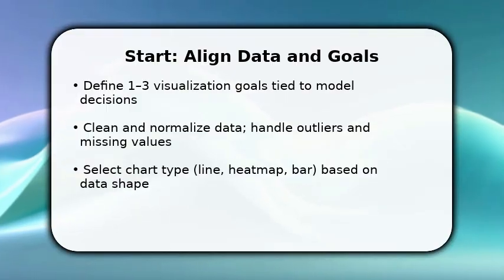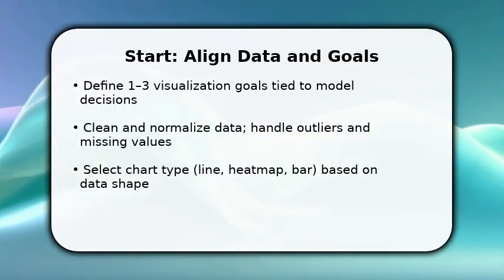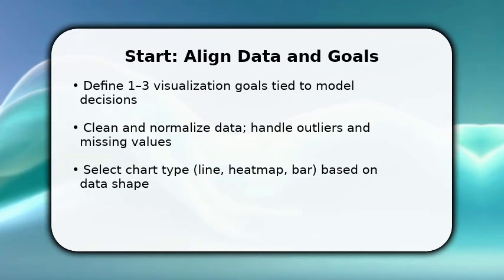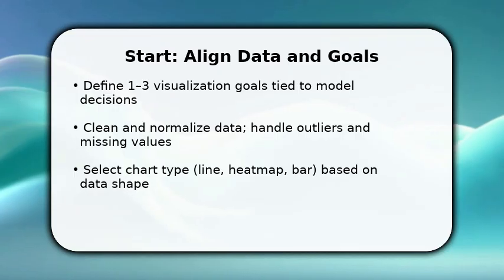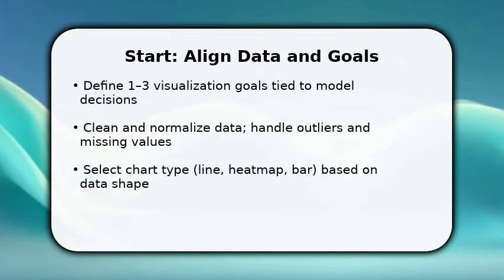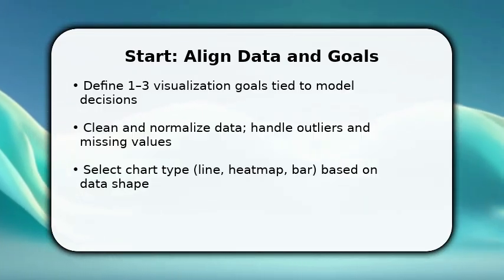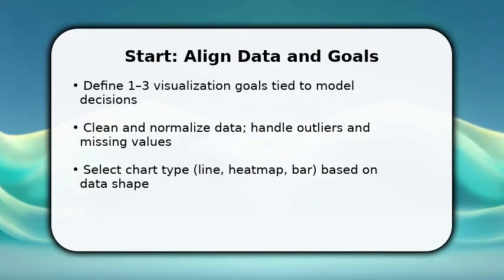You begin by tying visuals to decisions, not decoration. Define 1 to 3 concrete goals so each graphic answers a question. Once done, clean and normalize your inputs. That reduces misleading scales and shrinks noise that hides signal. Make sure to choose a chart type that matches your data shape: lines for trends, heat maps for matrices, bars for comparisons. Then prepare a minimal example dataset so you can iterate fast.